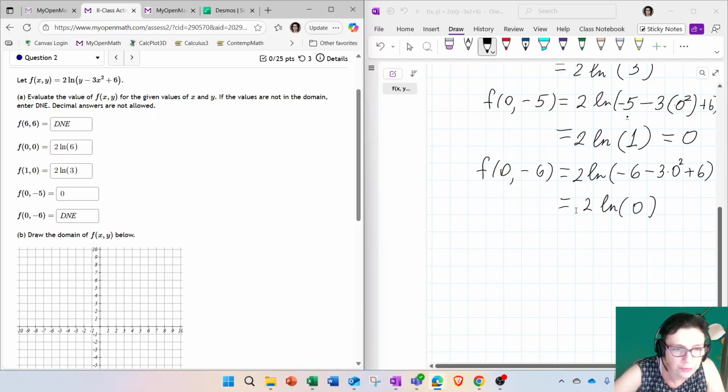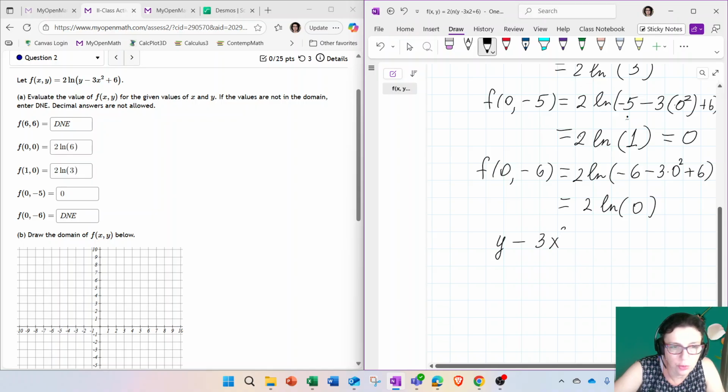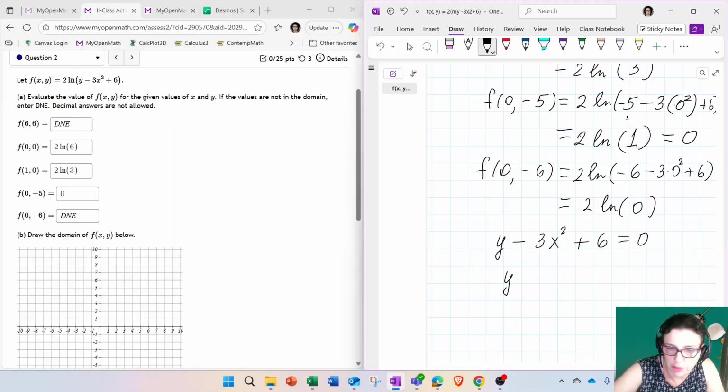Okay, so to graph the domain, the first thing I do is I drop the natural log, and I'm just going to make whatever is under the log equal to 0. So let's make it 0, which means that y is equal to 3x squared minus 6. Now, you should recognize that this is a parabola. How do I draw this parabola?